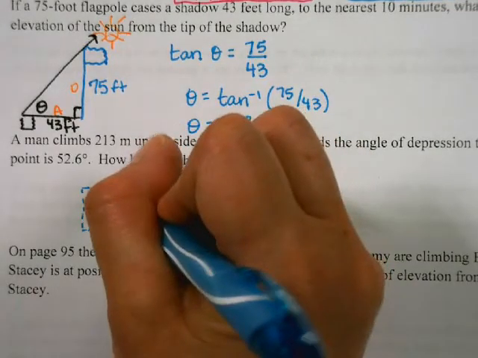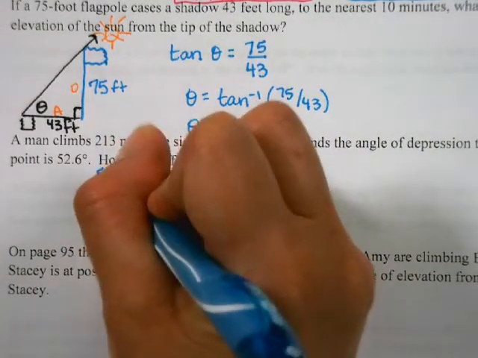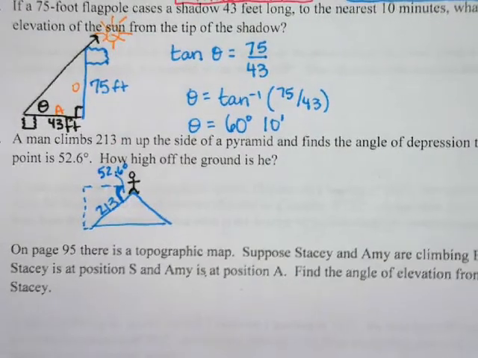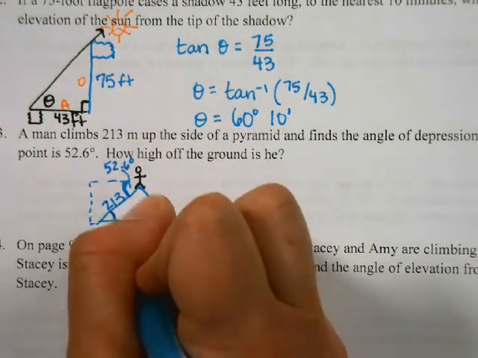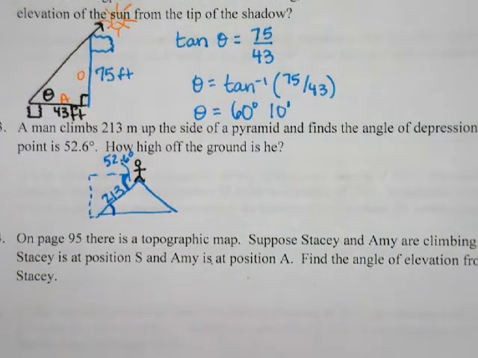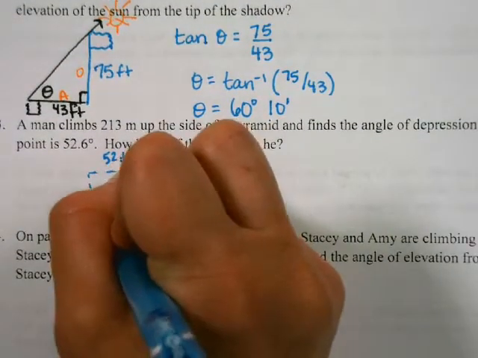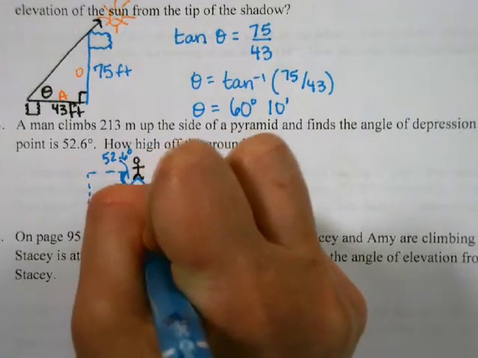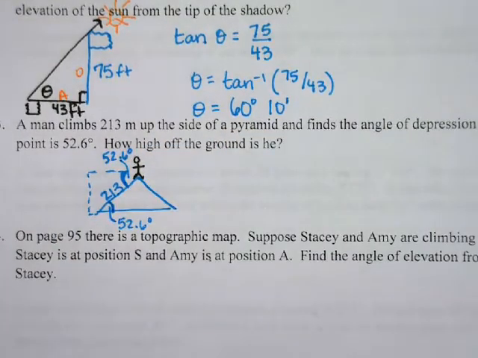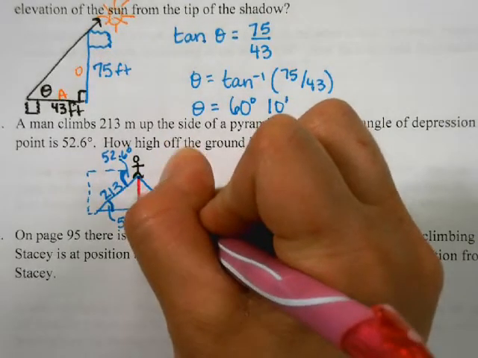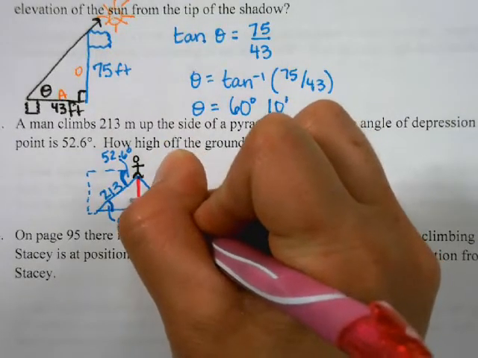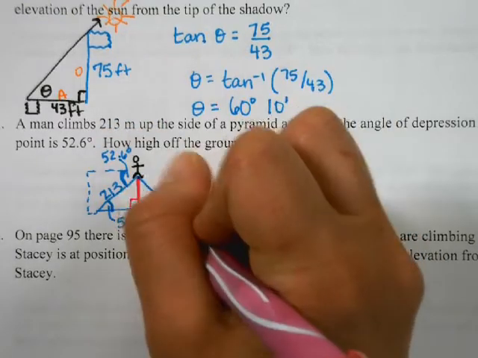Okay, so this angle right here is 52.6. Where else is there a 52.6? The other side, the opposite side, or the inside of the bottom of the pyramid, right? So this guy right here is also 52.6 degrees. We want to know how high off the ground he is.